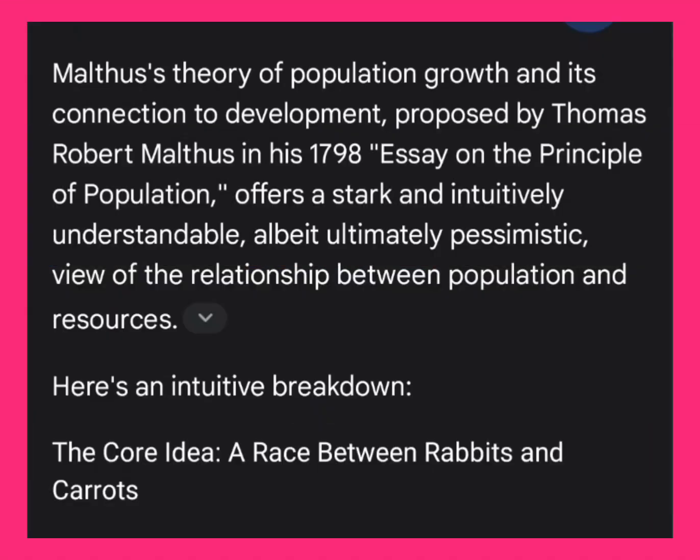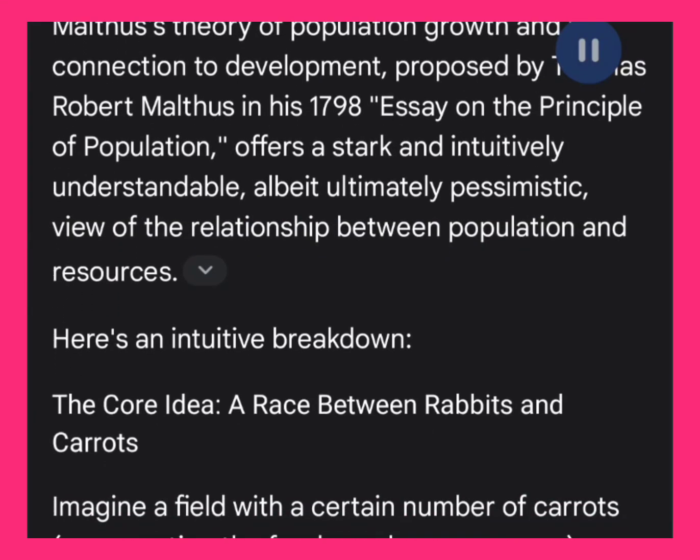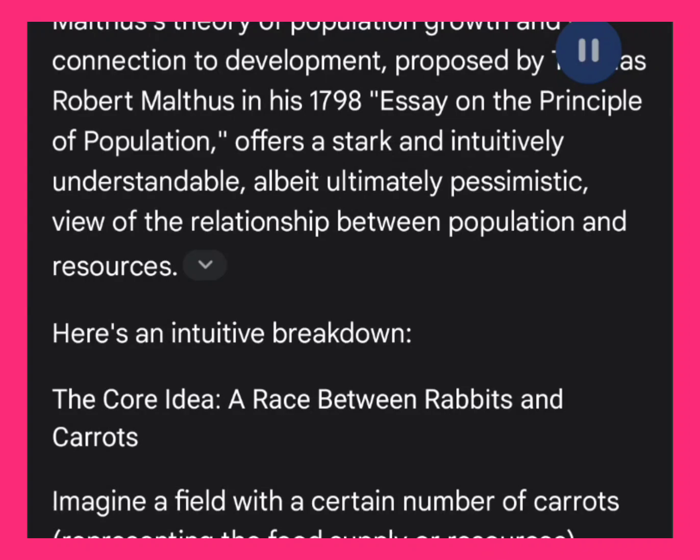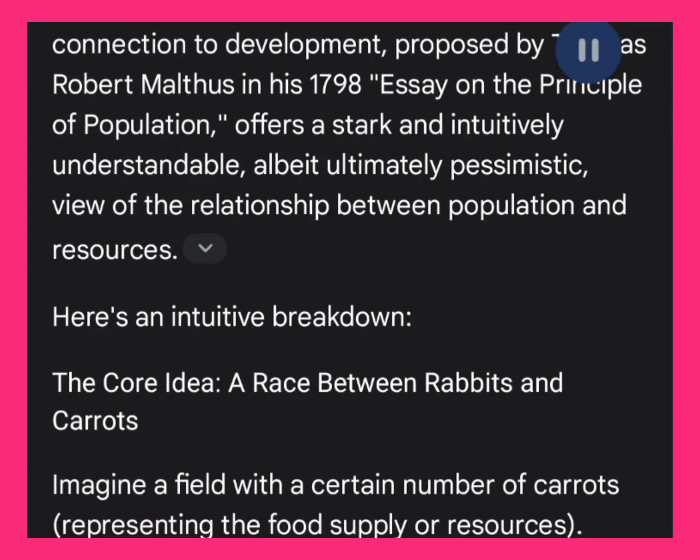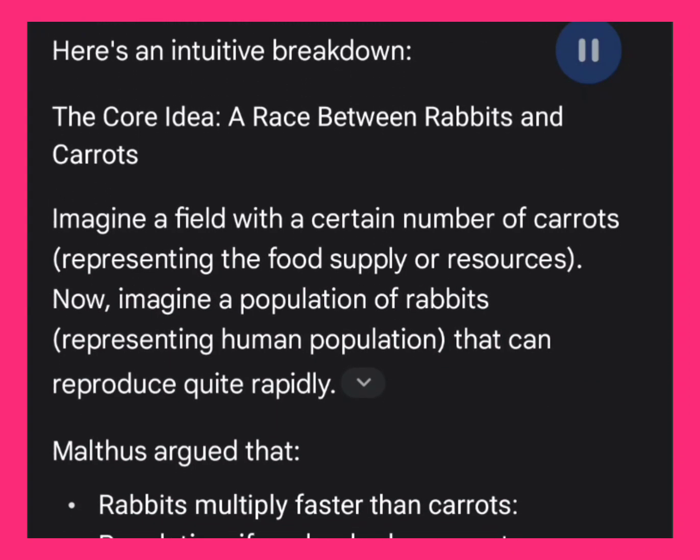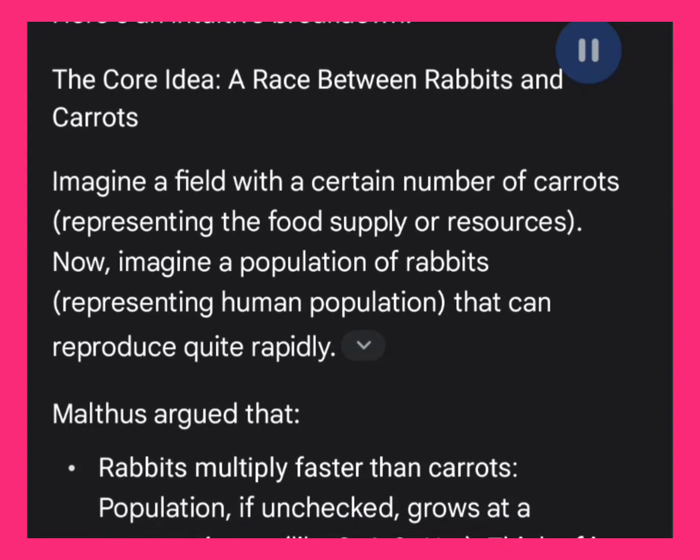Malthus's theory of population growth and its connection to development, proposed by Thomas Robert Malthus in his 1798 essay on the principle of population, offers a stark and intuitively understandable, albeit ultimately pessimistic, view of the relationship between population and resources. Here's an intuitive breakdown. The core idea: a race between rabbits and carrots.